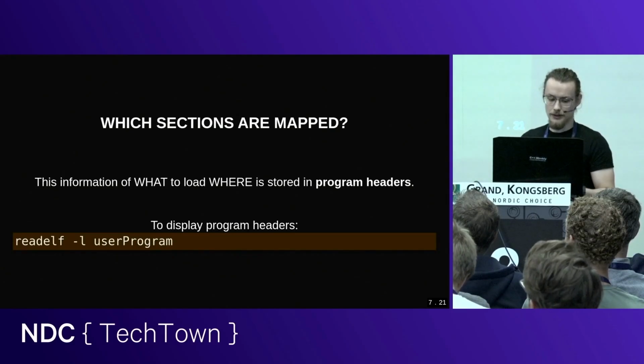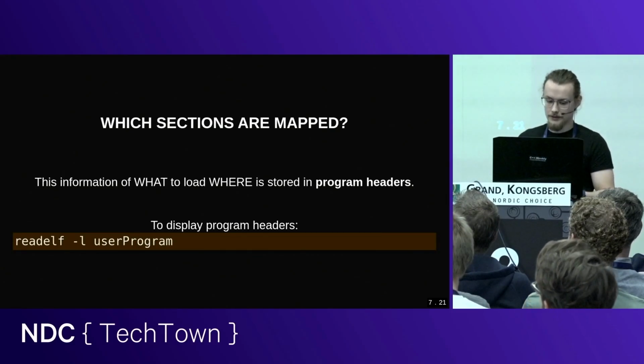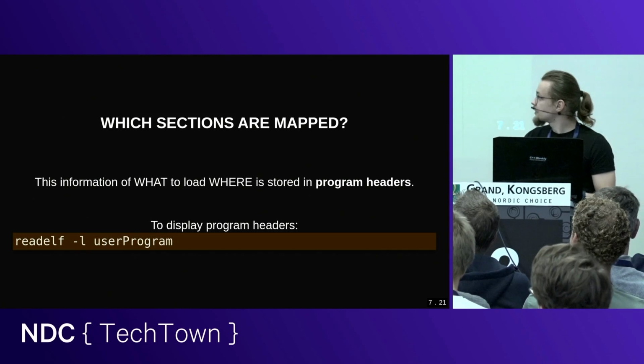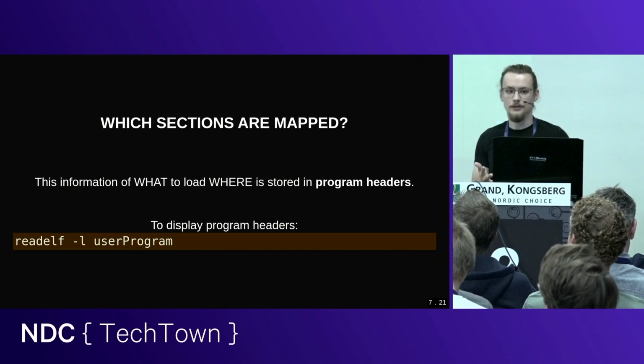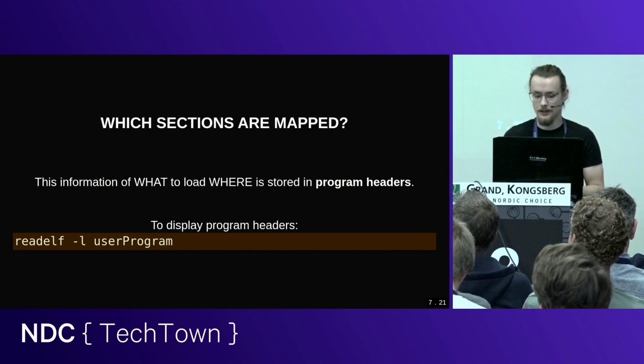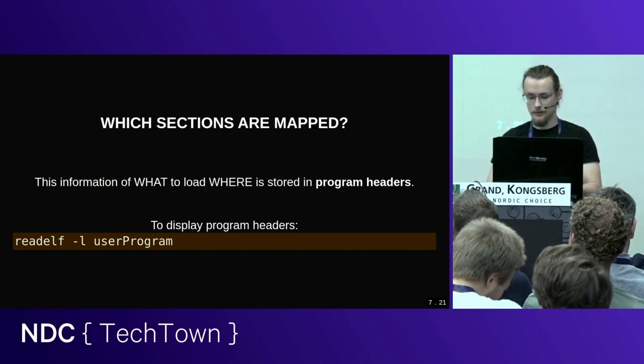For that, we can use readelf -l to display the program headers. It will give us information on which sections are mapped where. And this is how the operating system also knows, because the operating system looks into the binary, reads those headers, and then loads our executable.